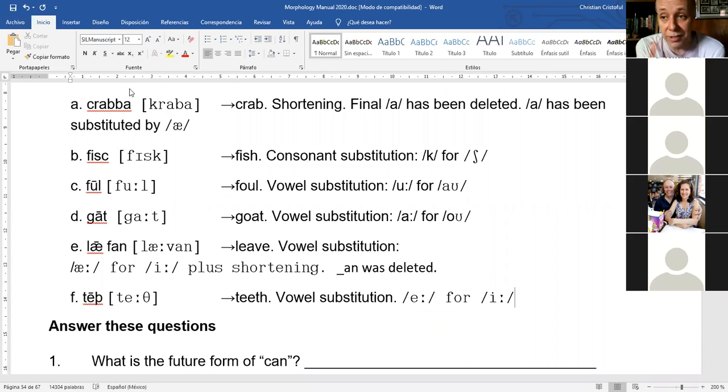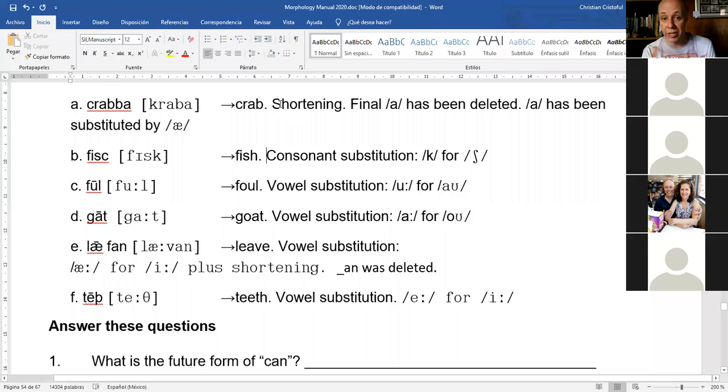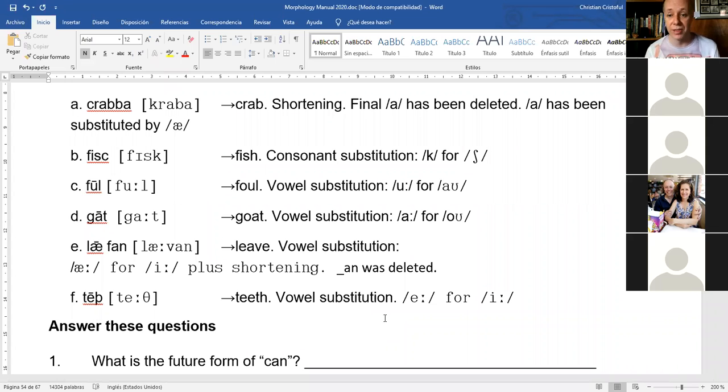I took this exercise from An Introduction to Language, from your textbook. And notice how we do it. We name the procedure: the phenomenon is called consonant substitution, vowel substitution, shortening, etc. And then we specify which sounds were changed or what the shortening is. Okay, that's how you do the exercise.